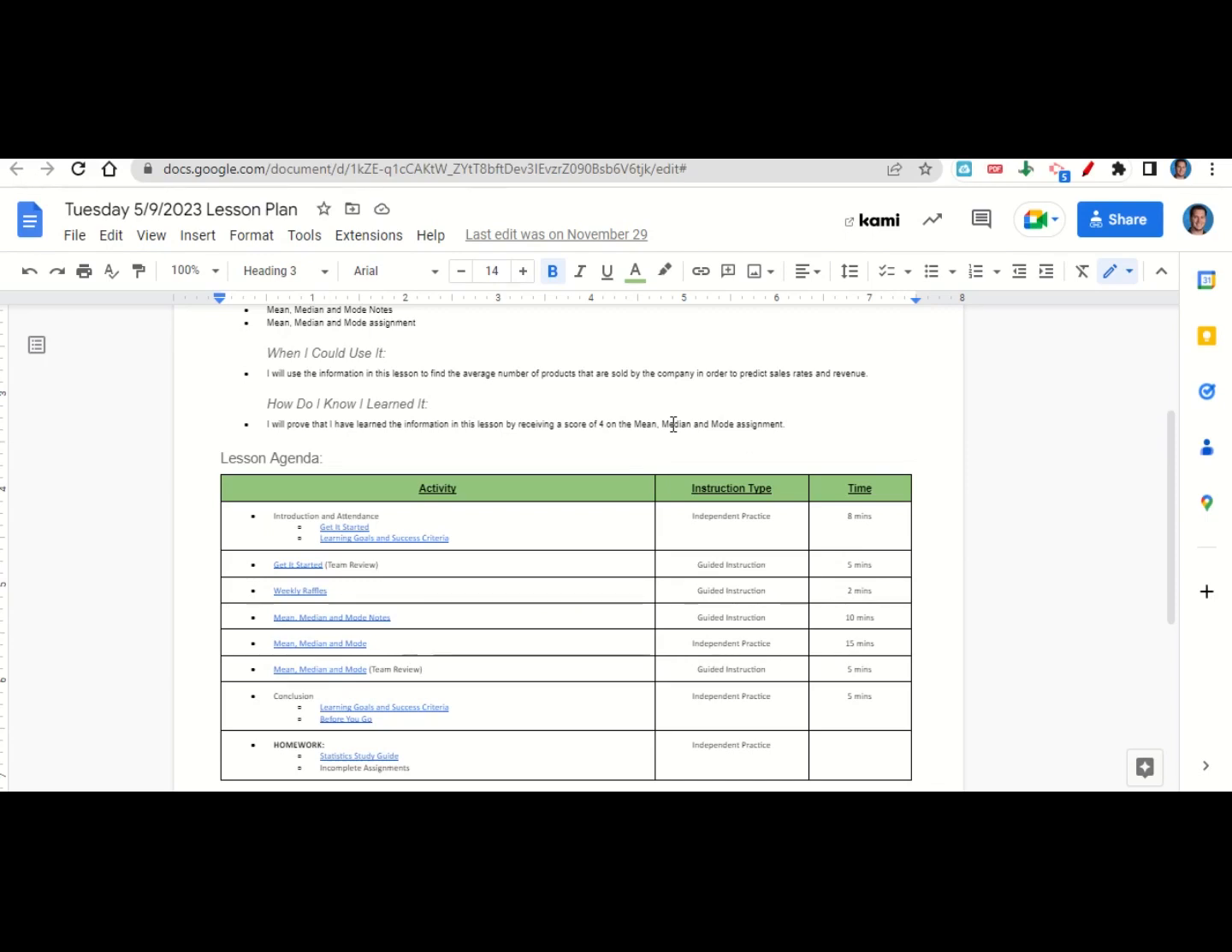After that, we'll go over the mean, median, and mode notes, and then I'll give you time to complete the mean, median, and mode assignment. Once you've completed the assignment, we'll go over it together and answer any questions that you may have. At the end of class, we'll go back over our learning goals and success criteria while you fill out your Before You Go. Your only homework for tonight is to continue working on the statistics study guide and any incomplete assignments that you may have.